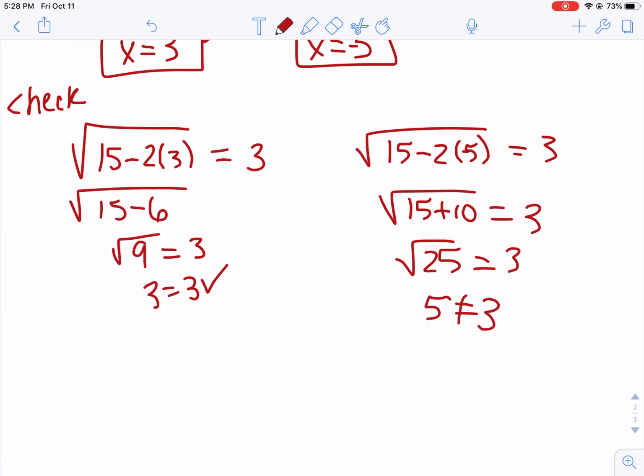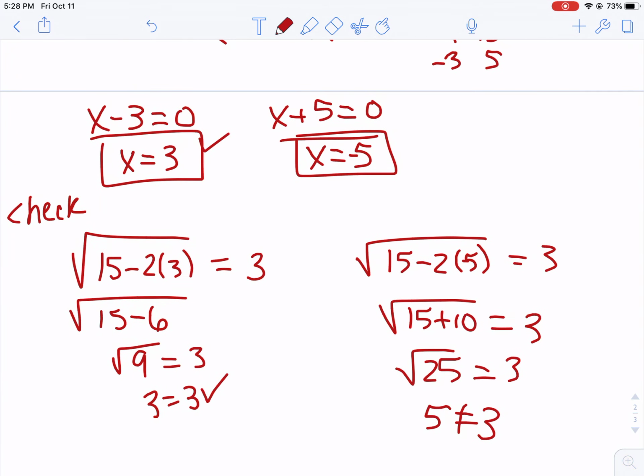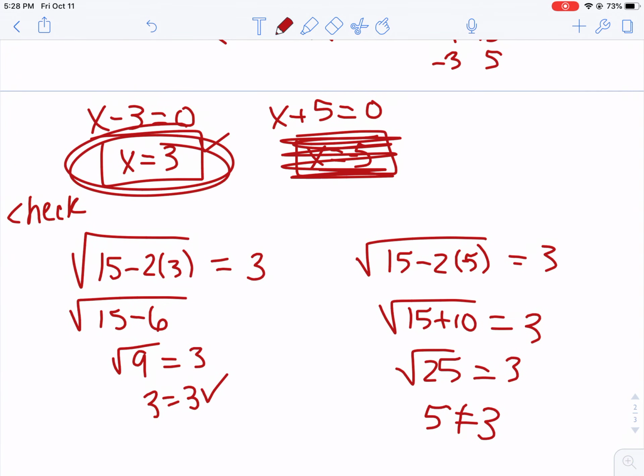And 5 does not equal negative 5. So this actually is not a solution since it doesn't work. So your only solution is that x equals 3.